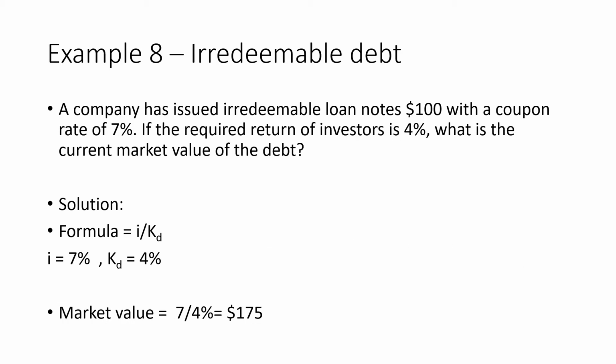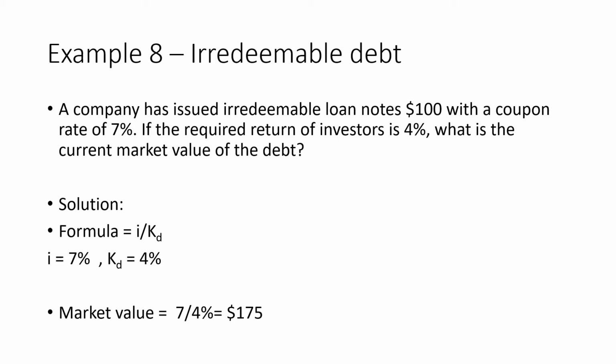So how can we value our irredeemable debt, the debt which provides you return for an unlimited time period? It is also called a consol or perpetual bond, because it will provide you return for an unlimited time period. So a company has issued irredeemable loan notes with a coupon rate of 7%. If the required return of the investor is 4%, what is the current market value of the debt?